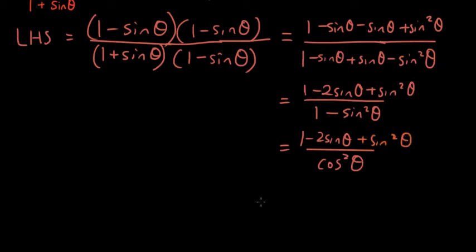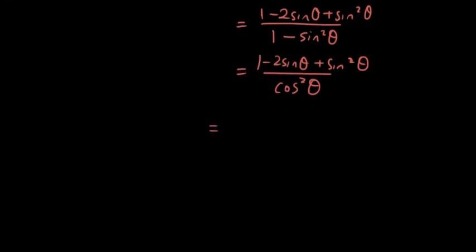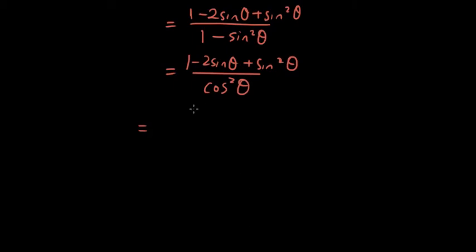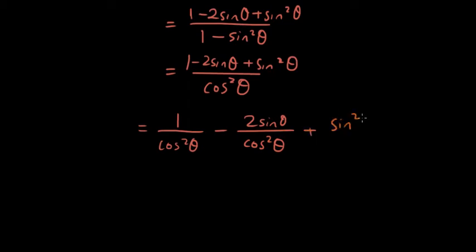And now we're going to use the trick that we did in the previous tutorial and separate this fraction into 3 fractions. So it becomes 1 over cos square theta minus 2 sine theta over cos square theta plus sine square theta over cos square theta. Right, separating the one fraction into 3 fractions. Okay, now let's use some trig identities to convert each of these fractions.